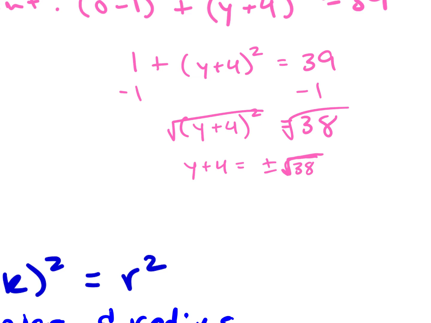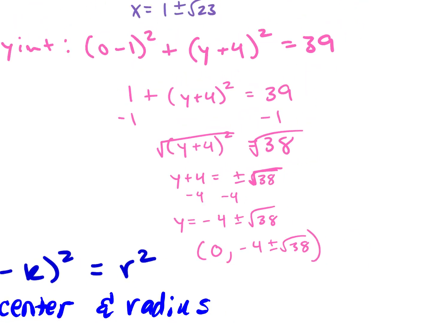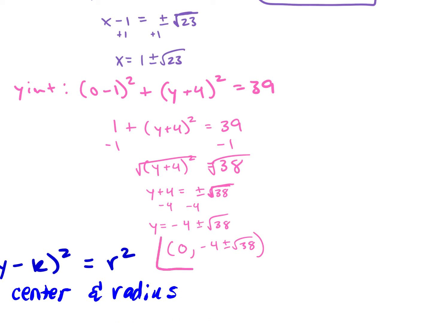So what's next? Subtract 4 on both sides. So I would write my answer as 0 comma negative 4 plus or minus square root 38. And that is my y-intercept.